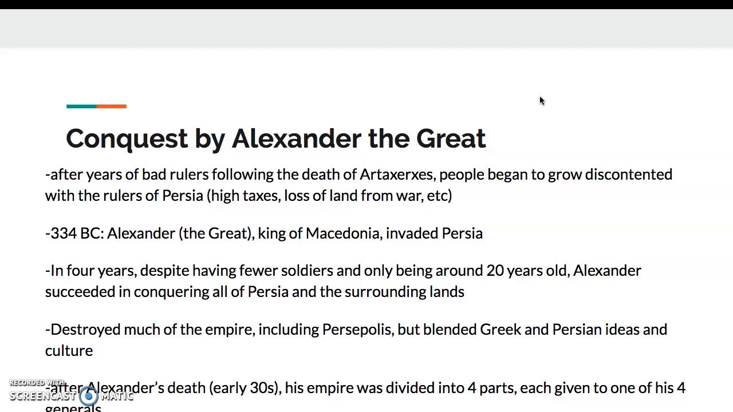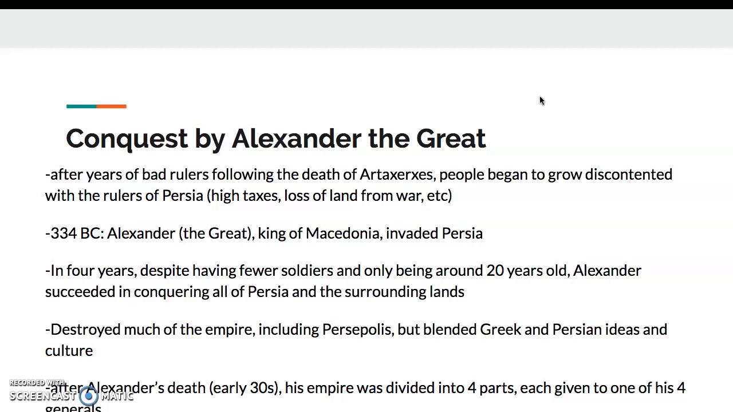Conquest. After years of weak rulers following the death of Artaxerxes, people began to grow discontented with the rulers of Persia. High taxes, loss of land from war, etc. In 334 BC, Alexander the Great, king of Macedonia, would invade Persia. And in 4 years, despite having fewer soldiers and only being around 20 years old, Alexander succeeds in conquering all of Persia and the surrounding lands.